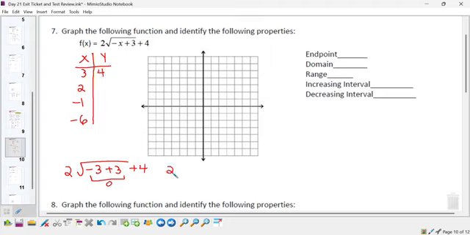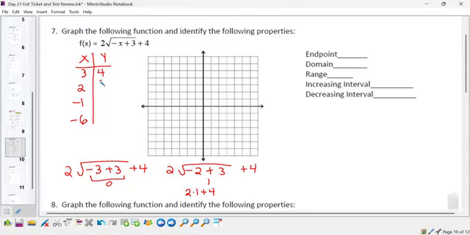Beautiful. Now we're going to go 2 square root. Negative is part of the formula. 2 is my x value, plus 3. Negative 2 plus 3 is 1. The square root of 1 is 1. 2 times 1 is 2.